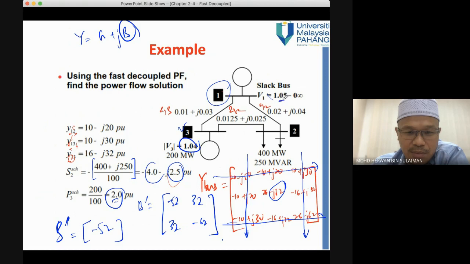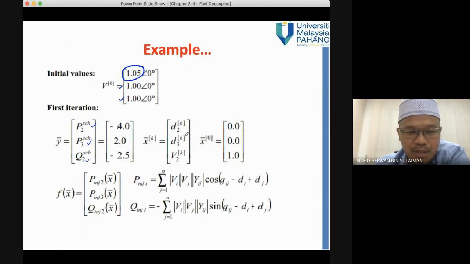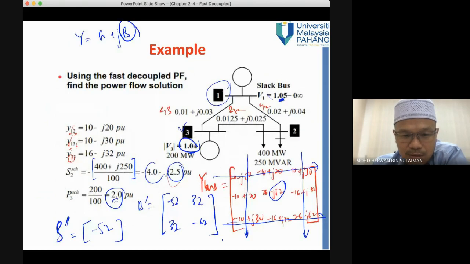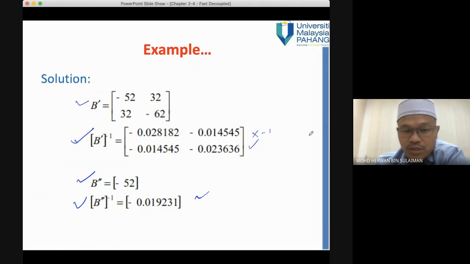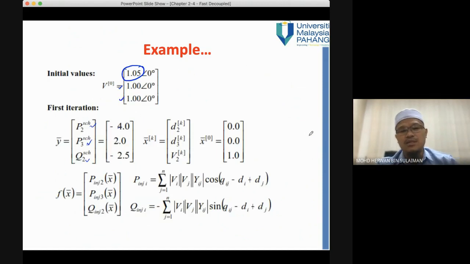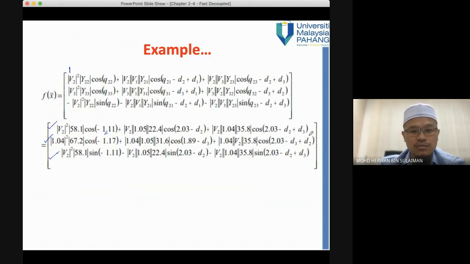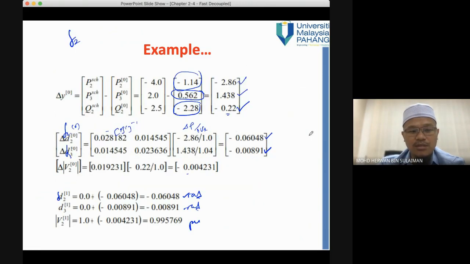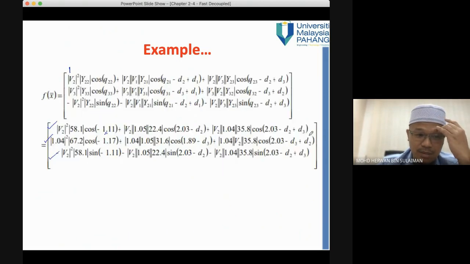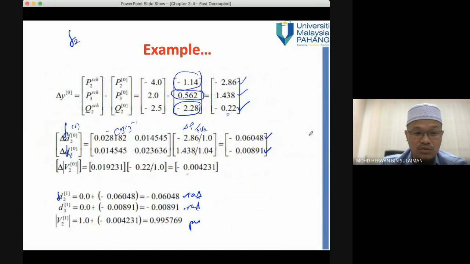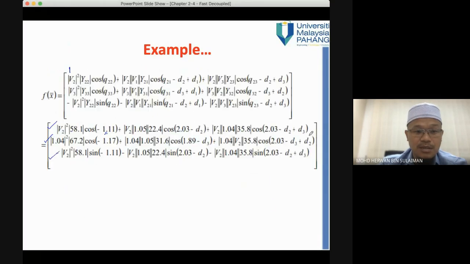Yang initial, ni memang maintain 1.05. Ni 1.04, jangan silap. V untuk 2 ni, V magnitude yang awal-awal kosong lah, 1 per unit. Angle dia kosong. So that's why biasa untuk first iteration senang sebab you pakai banyak value kosong. So bila dah second iteration tu jangan lupa update. You kena update balik. So for the first iteration, dapat first iteration, masuk value ni dalam equation ni ya.